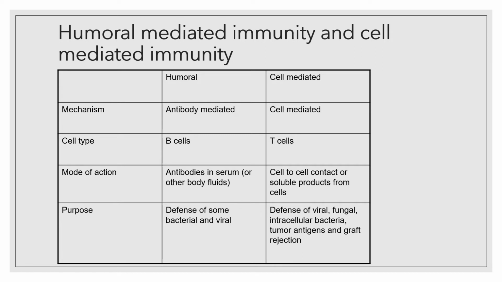In cell-mediated immunity, the mechanism is cell-mediated, and the cell type is T cells. Usually those are lymphocytes. And the mode of action is cell-to-cell contact or soluble products from cells like interleukins and other cytokines that digest pathogens. And then finally, its purpose is defense of viral, fungal, intracellular bacterial infections, tumor antigens, and graft rejection.